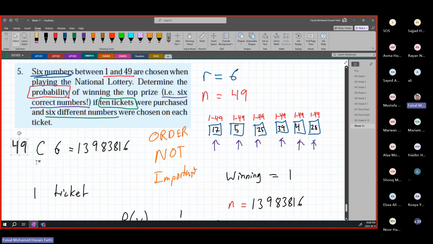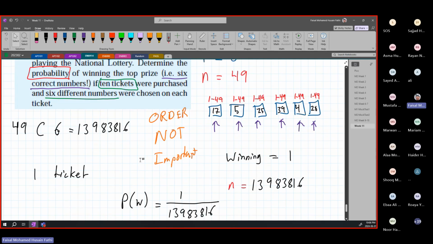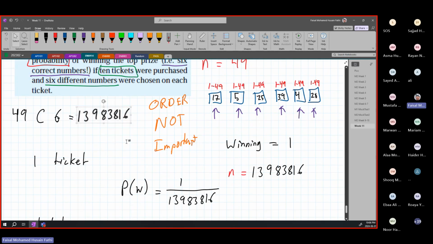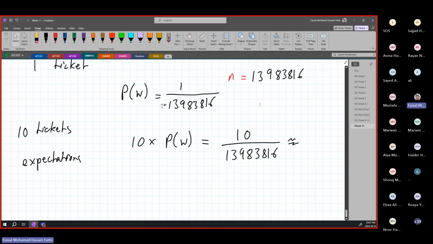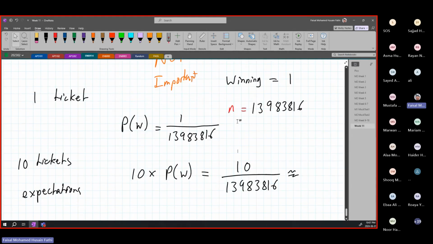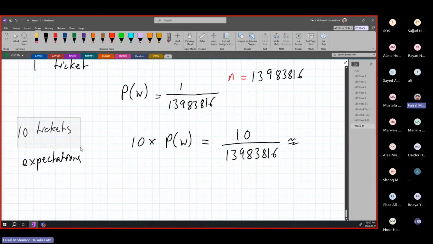All right, why did we use 49? Because we have 1 to 49 as our n. Why did we use 6? Because we have 6 different possible numbers. They wanted us to find the probability. So this is the number of possible numbers we have, and only one of the tickets, or one of the possibilities or arrangements, is the winning one. So the probability of winning is getting that one number between all these possible arrangements. And this is the probability of winning one ticket. So if we are purchasing 10 different tickets with 10 different numbers, the probability of winning will be 10 times the probability of winning one ticket.